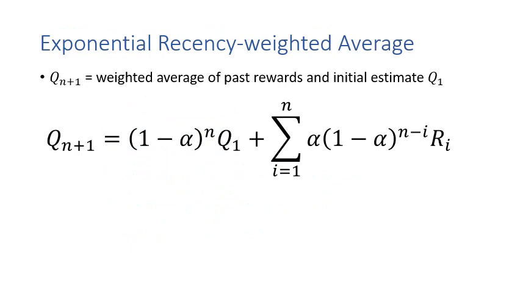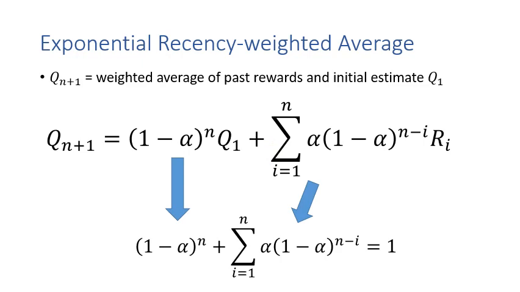The new update rule is called the exponential recency weighted average. We can observe that Qn plus 1 is the weighted average of past rewards Ri and the initial estimate Q1. It is called the exponential recency weighted average because the multiplier of Q1 and the multipliers of the past rewards sum to 1. So it's a weighted average. You can prove this by yourself.